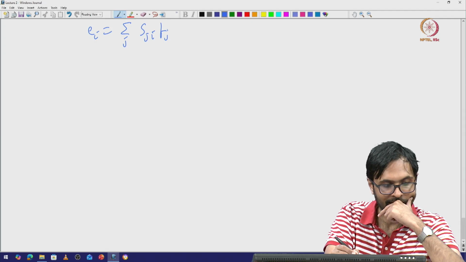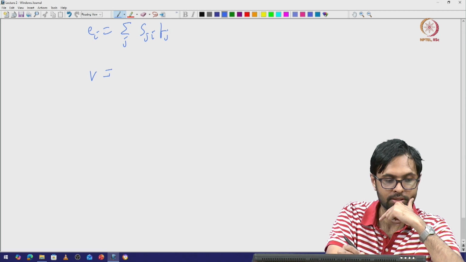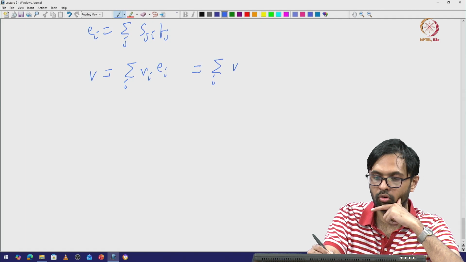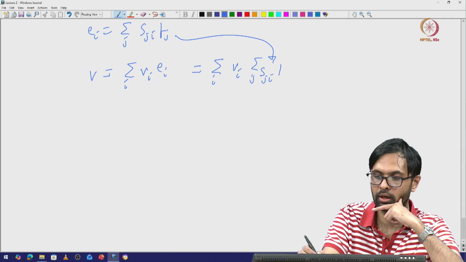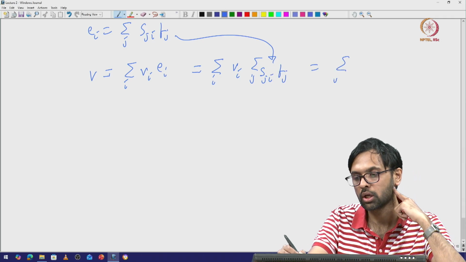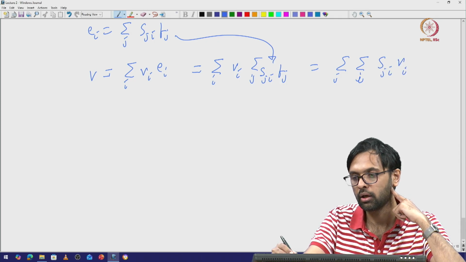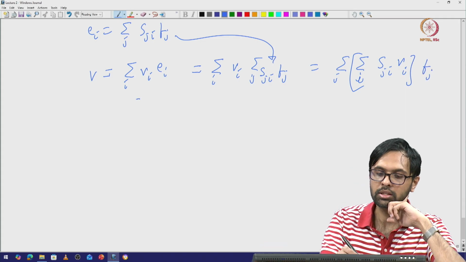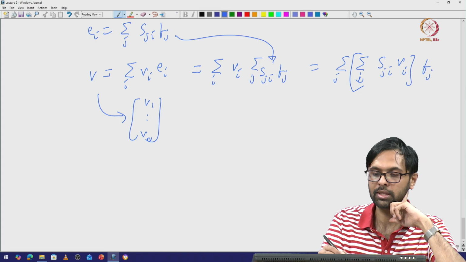Suppose I take a vector V. In the old basis, it is the sum over i of V_i E_i. In the new basis, what would it be? Well, I can write the E_i's from this equation as the sum of S_ji F_j. If I interchange the order of summation, it's S_ji V_i times F_j.